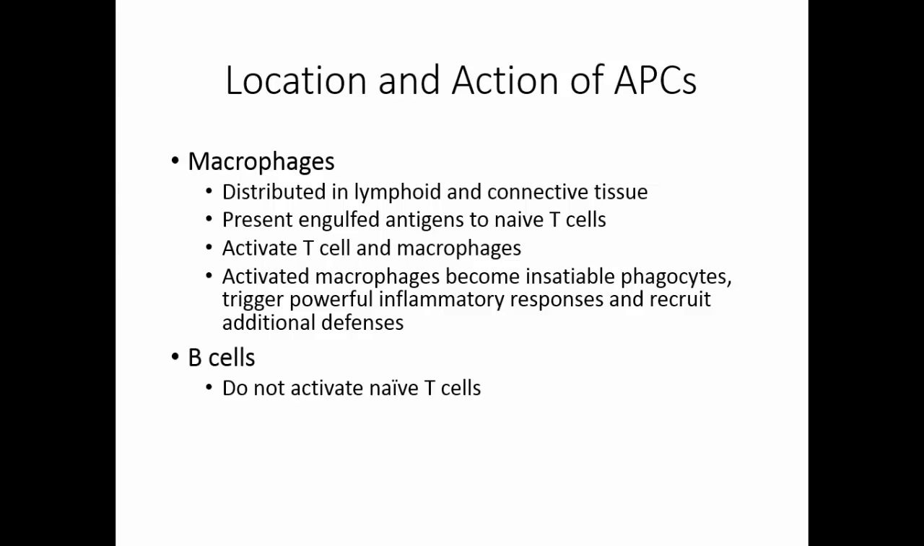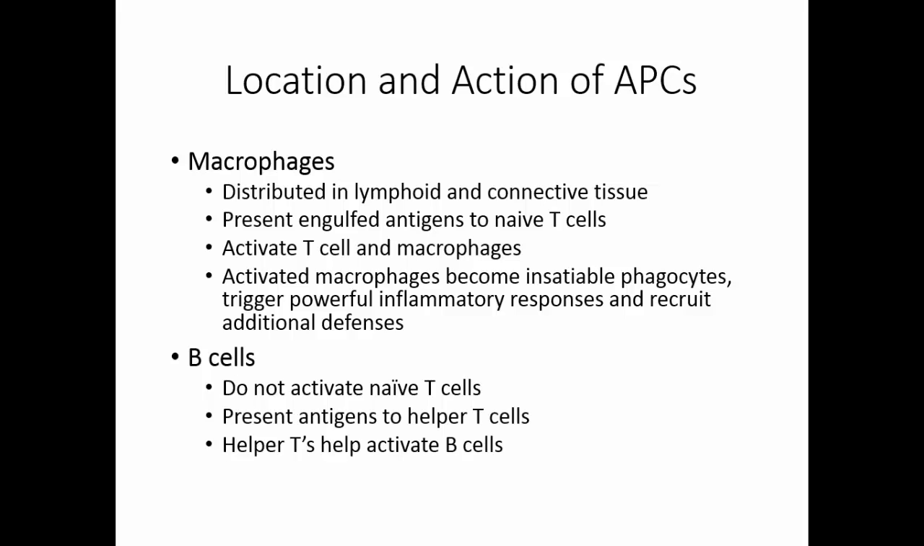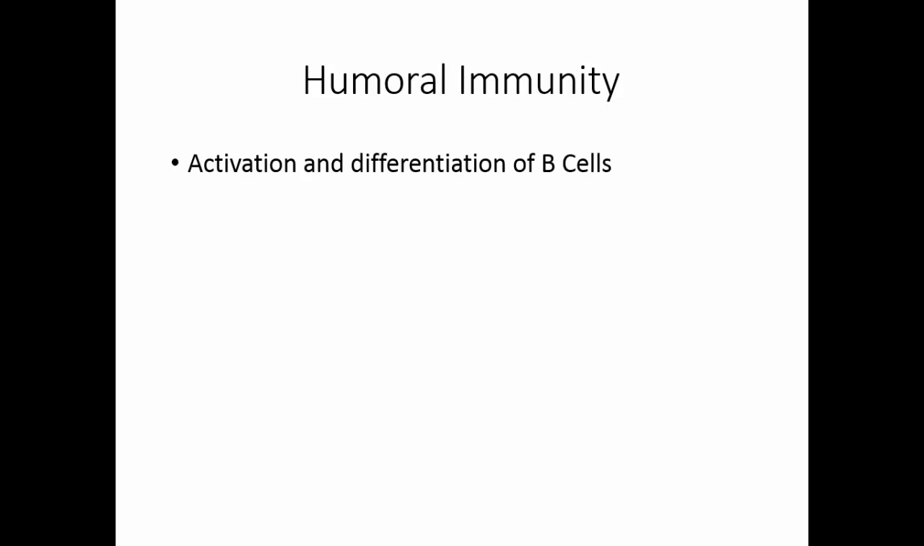The B cells are not involved in activating naive T cells. Rather, they have to be activated by already activated T cells. They present their antigen to the helper T cells, and it is the helper T cells that actually complete the activation of the B cell. Activation and differentiation of B cells is the cornerstone of humoral immunity.